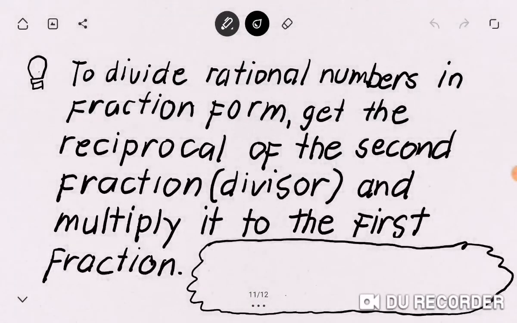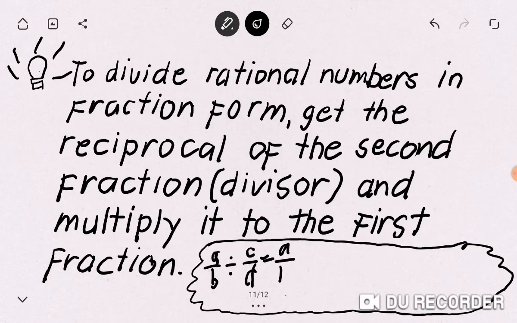Okay. So para naman sa division ng rational numbers. According to the rule, in order for us to divide rational numbers in fraction form, first we have to get the reciprocal of the second fraction, which is the divisor, and then multiply it to the first fraction. Or in symbol, if we have A over B divided by C over D, as stated in the rule, we have to get the reciprocal of the second fraction. So the reciprocal of C over D is D over C, and then multiply it to the first fraction.